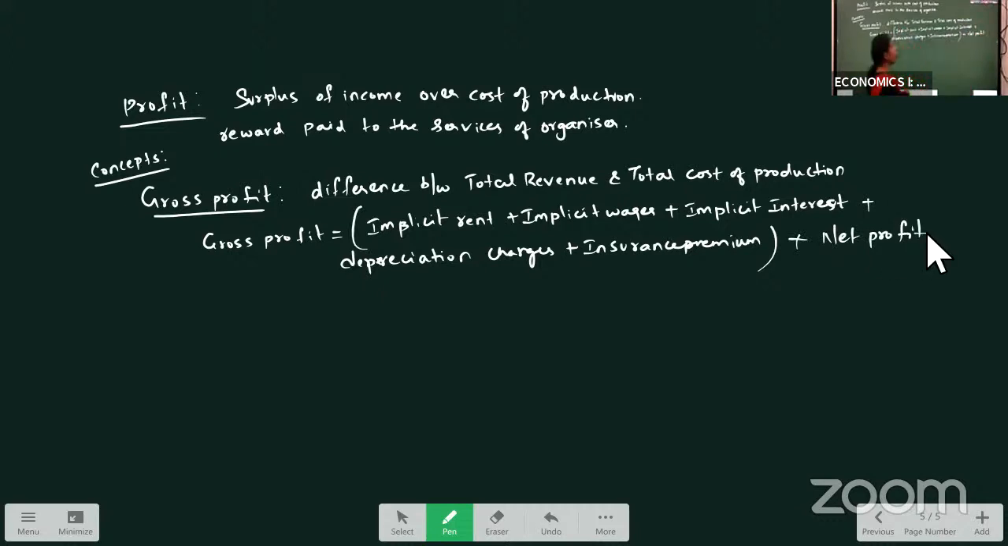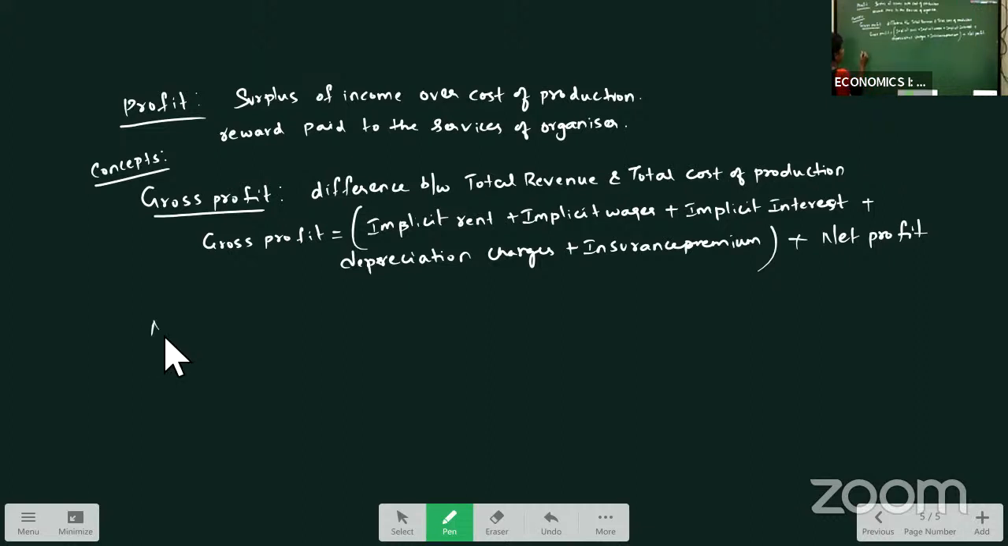When we include all the implicit, means the amount which is paid for owned factors of production. When factors of production are owned by the producer, he will receive some income. That income which is received for owned factors of production is called implicit. That is implicit rent, implicit wages, implicit interest, depreciation charges plus insurance premium. These all are added to the net profit. So that's why we call it the difference between total revenue and total cost of production.